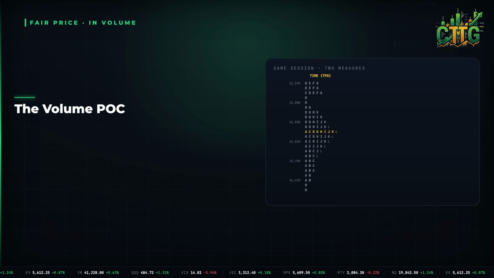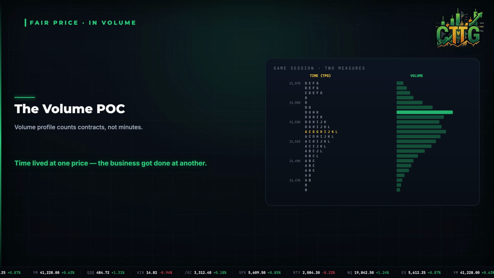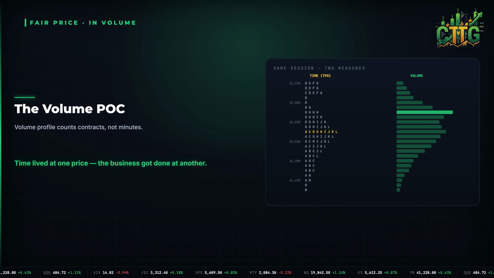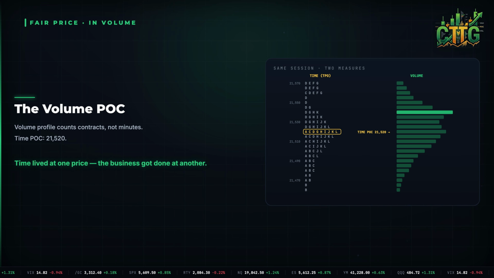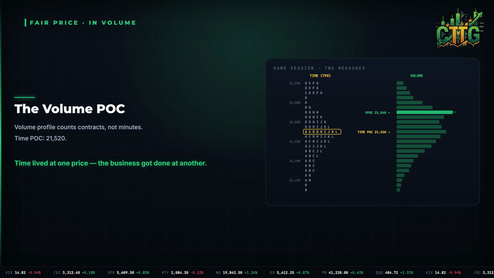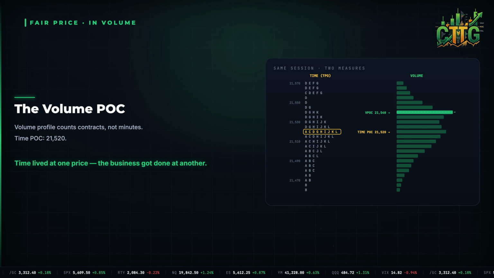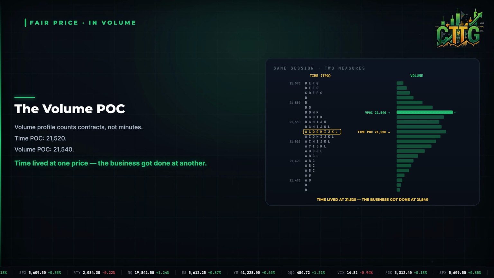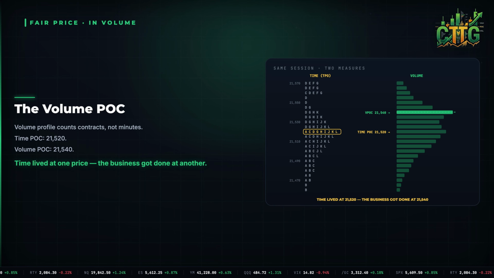Volume Profile measures the same session differently. Not how long price sat somewhere, but how many contracts actually traded there. The volume point of control is where the most business got done. Here's our same session. Letters on the left, volume on the right. The time POC sits at 21,520, but the volume POC prints higher, at 21,540. The market spent its time at one price and did its business at another. That gap is not noise, that's information.